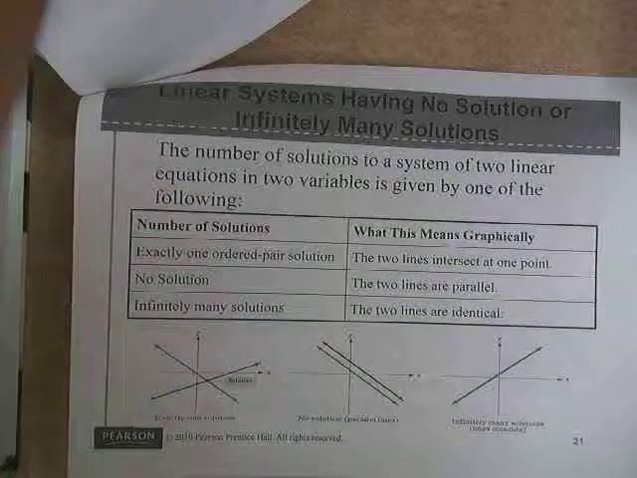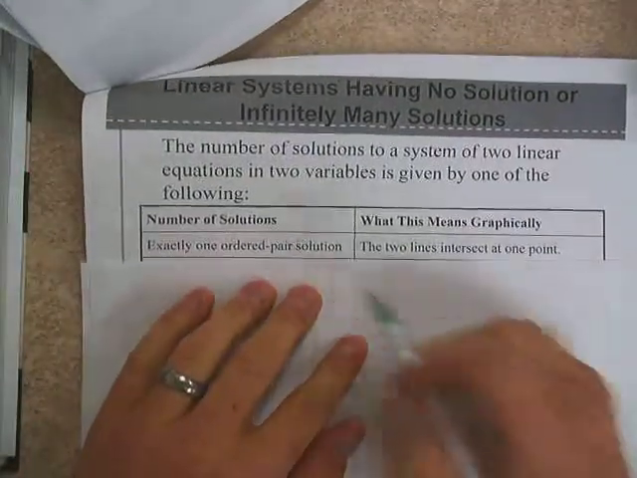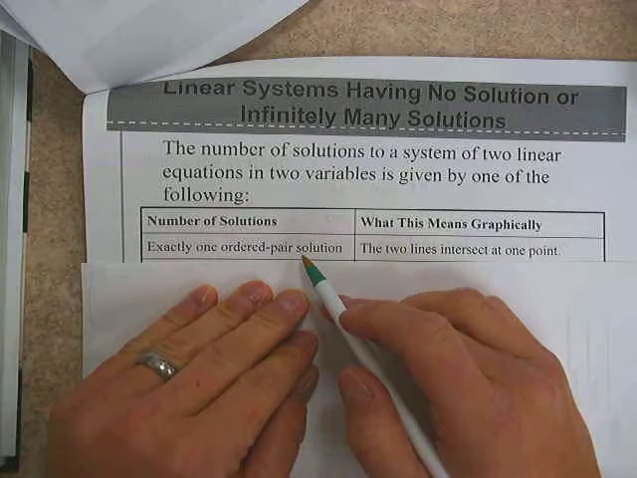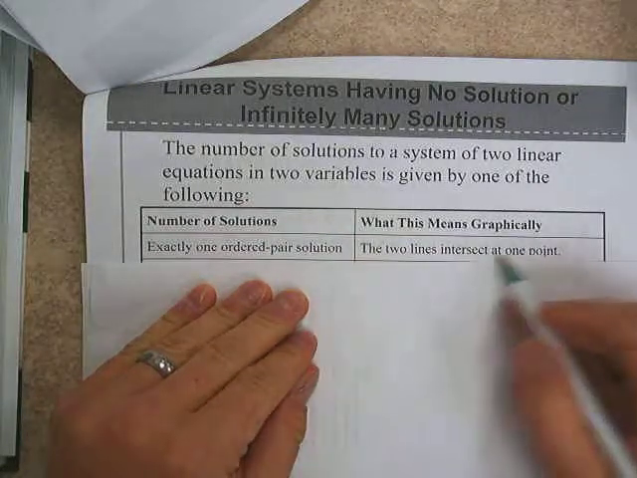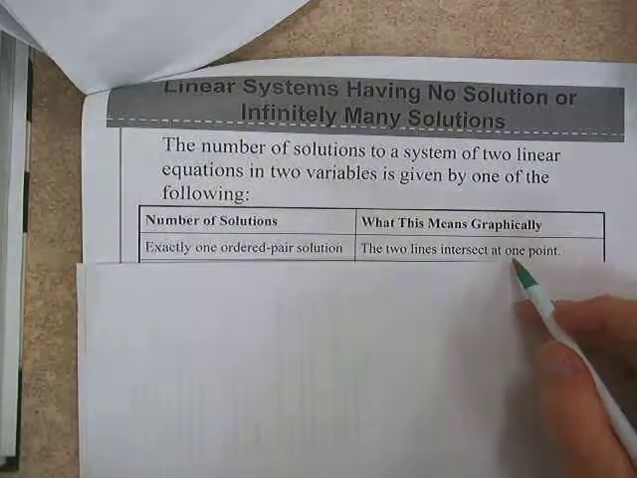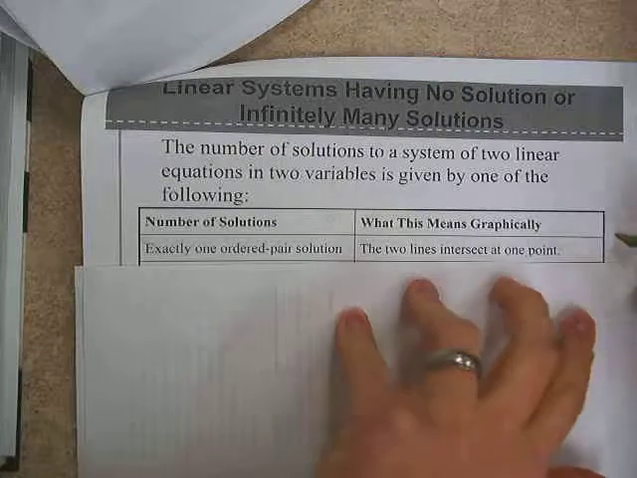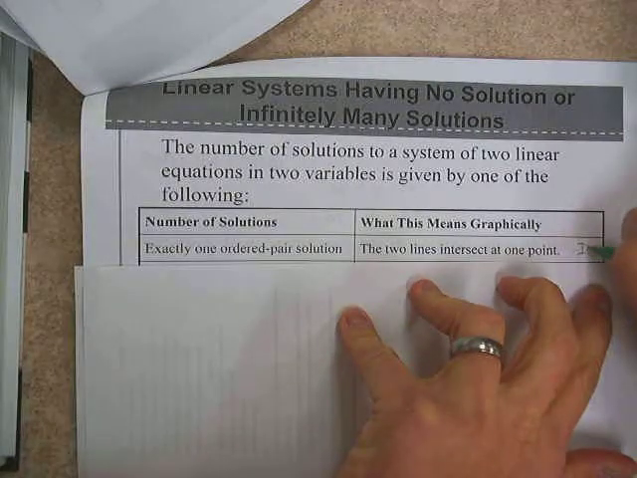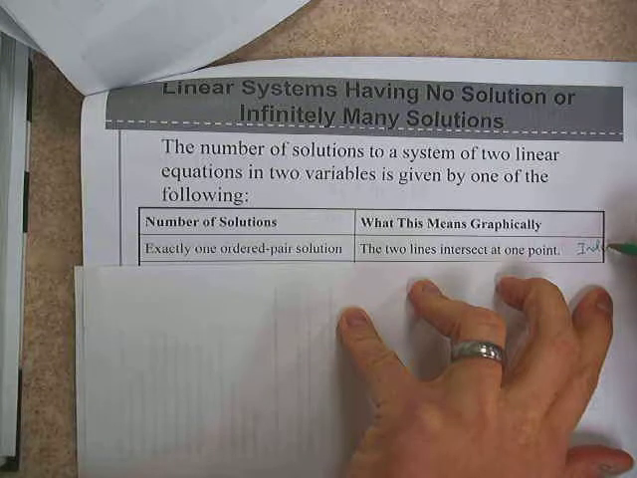Now, there's a couple things that generally happen when we're solving systems. Most of the time when we solve systems, we get exactly one ordered pair solution. The examples that we looked at today have only had one solution. That means that the two lines we're dealing with intersect at one point. There's a special name for these types, and this is what we call an independent system.